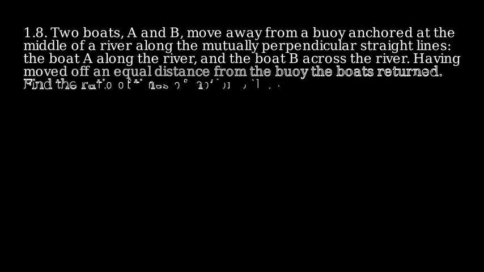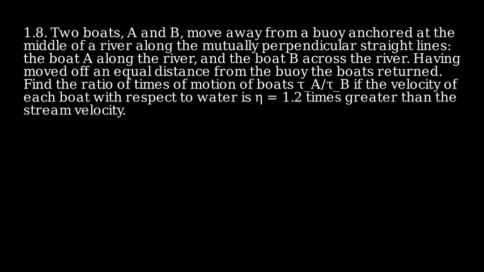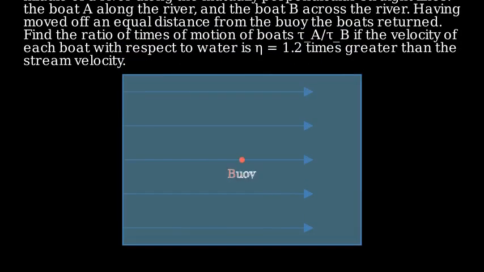Let's solve this physics problem about two boats moving in a river with a current. Let's start by visualizing this problem. We have a river with a buoy anchored in the middle. Two boats start from the buoy. Boat A moves along the river, while boat B moves across the river, perpendicular to the flow.